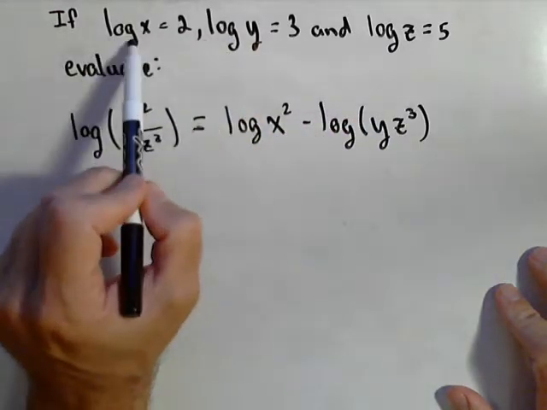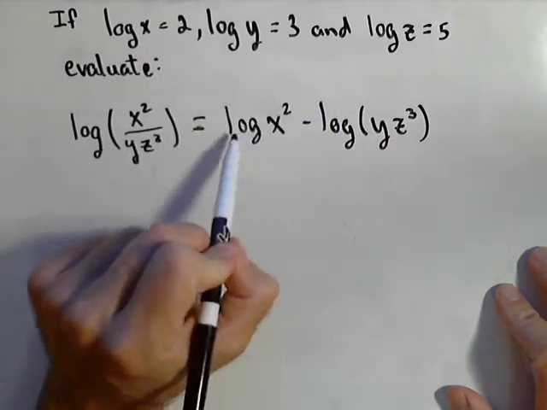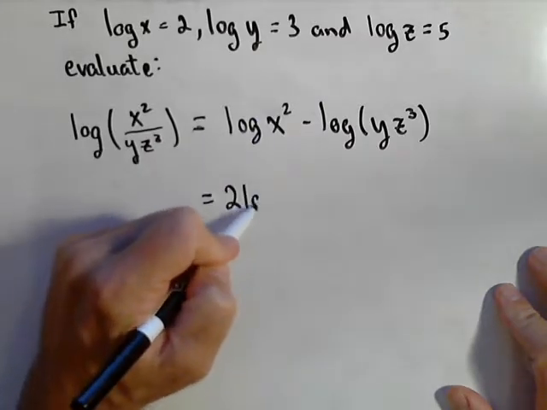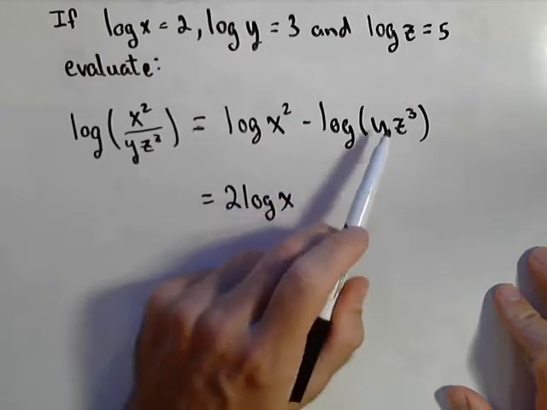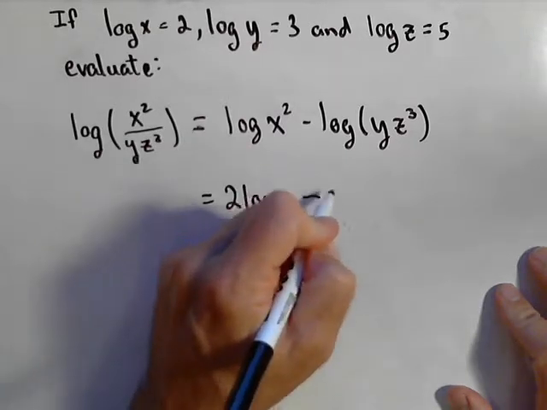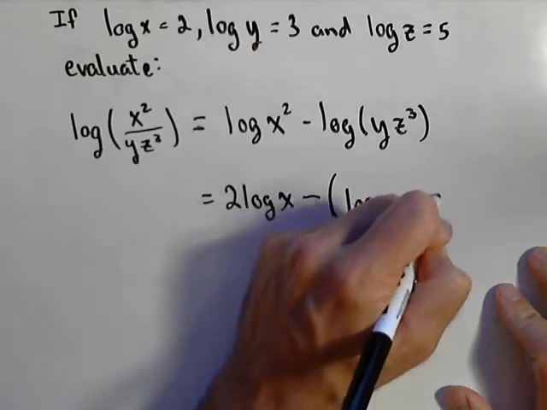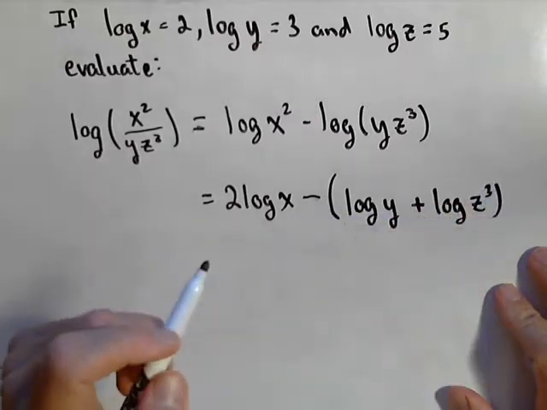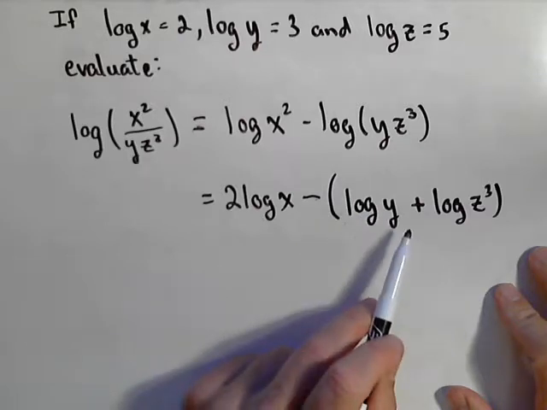Now we have to get this all the way down to log x, log y, and log z to be able to put those numbers in and evaluate. Here, log of x squared, we have a property that allows us to pull the 2 out front, and we get 2 log of x. Here, I still need to split these. Now I have a product, so I have minus, and I will want to put these in parentheses, log of y plus log of z cubed. Those do need to be in parentheses because we are subtracting off that whole quantity.